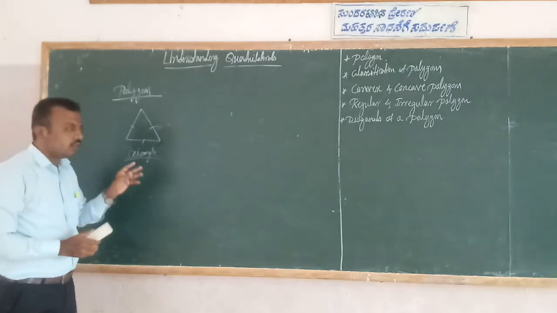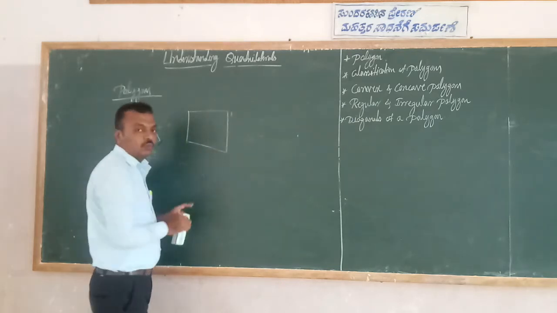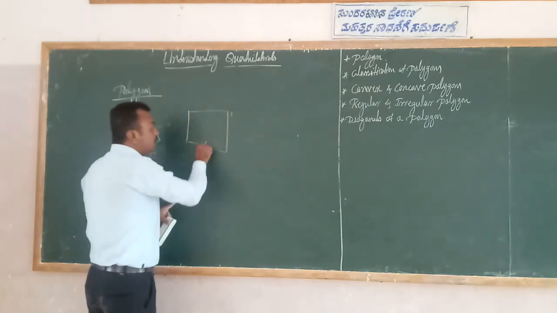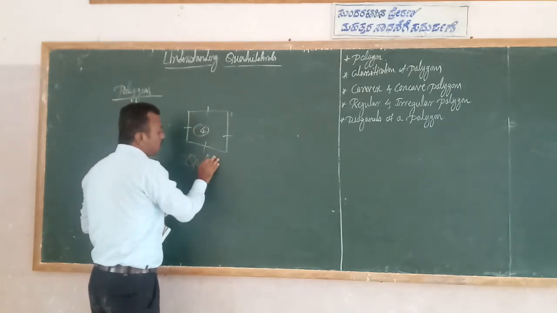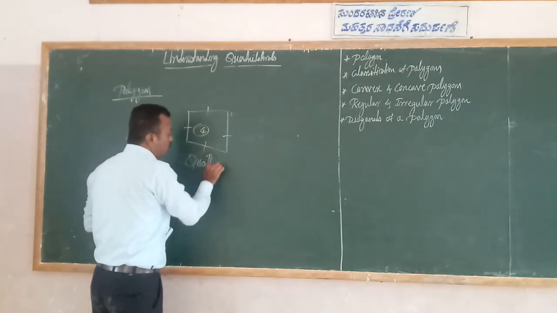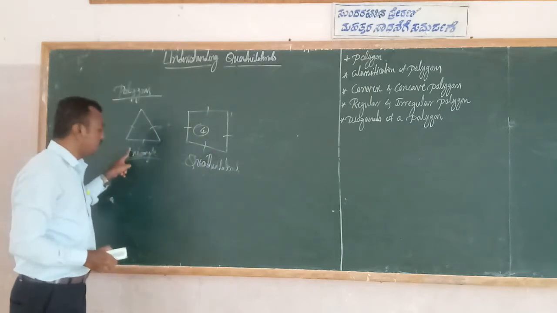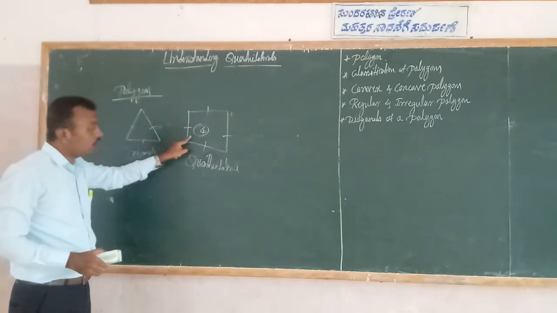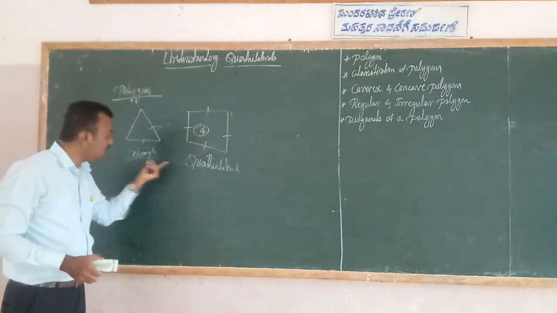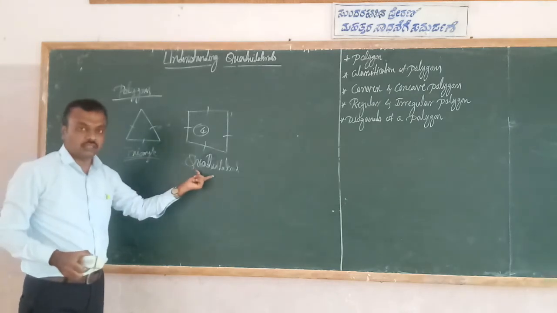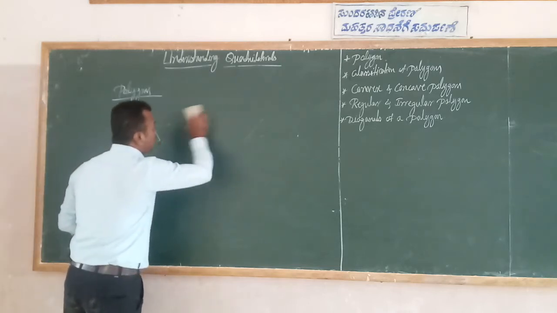Understood? Another example. This is also one of the polygons, but how many sides are there? Four sides. That's why we call it a quadrilateral. A three-sided polygon is called a triangle; a triangle is also a polygon. A four-sided polygon is called a quadrilateral; a quadrilateral is also a polygon. These are the classifications of polygons. Let us start studying the classification of polygons.